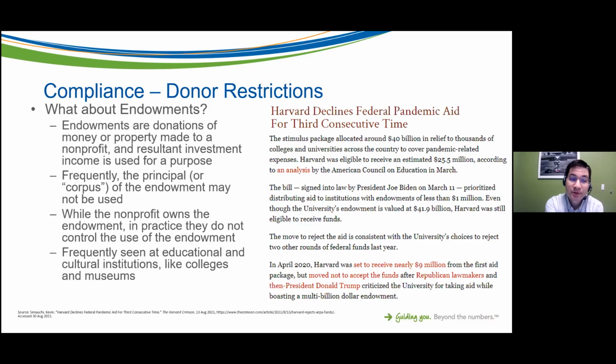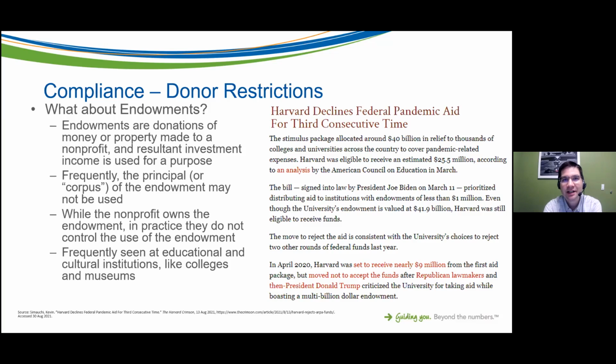While the nonprofit owns the endowment, in practice, they do not control the use of the endowment. So the donor has imposed the restrictions on the use of that donation. So while the company owns it, they do not necessarily control it. You'll frequently see them at educational and cultural institutions like colleges and museums.